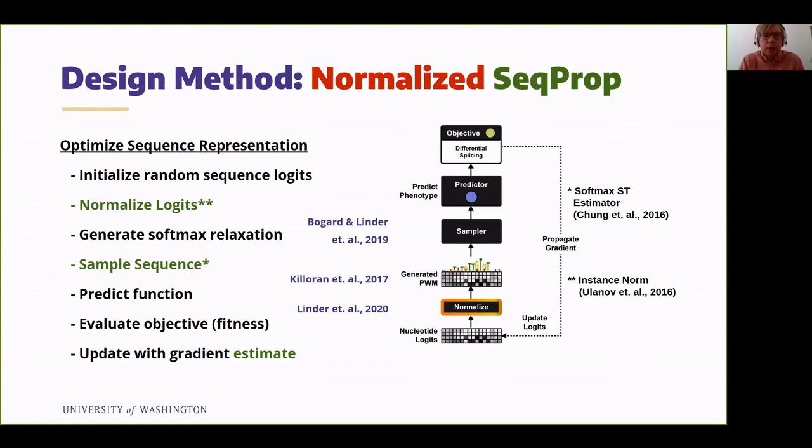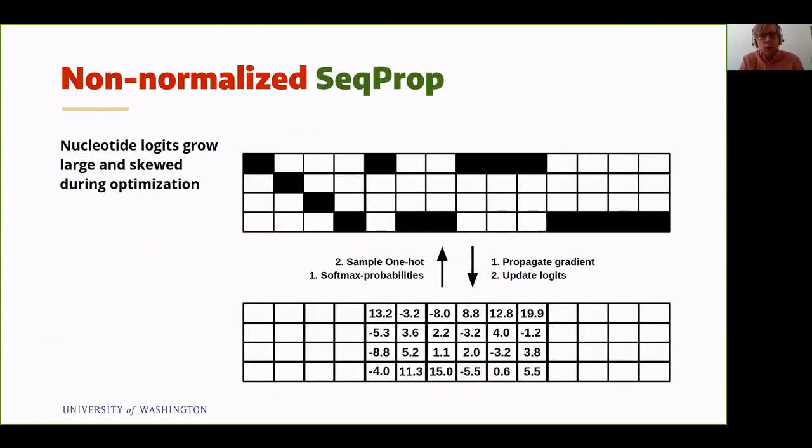In a recent preprint that we just posted, we introduce a subtle architectural change where we add a normalization layer in between these nucleotide logits and the softmax layer, allowing us to normalize and properly scale these logits, overcoming this issue. We're going to look at what this normalization scheme does with an illustrative example.